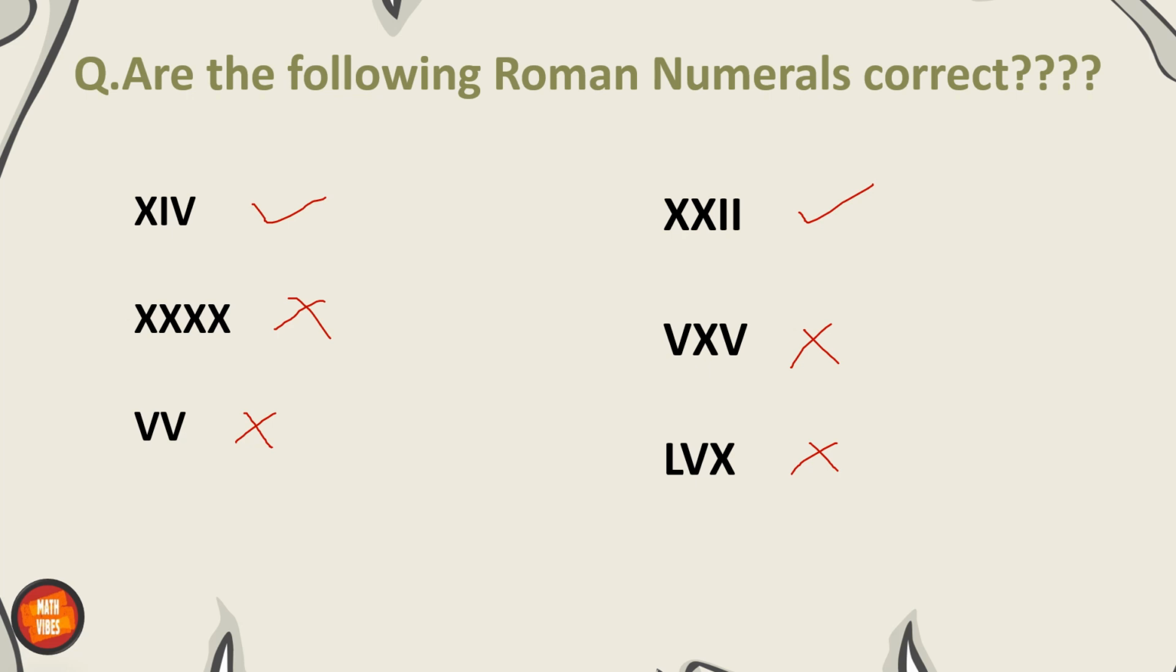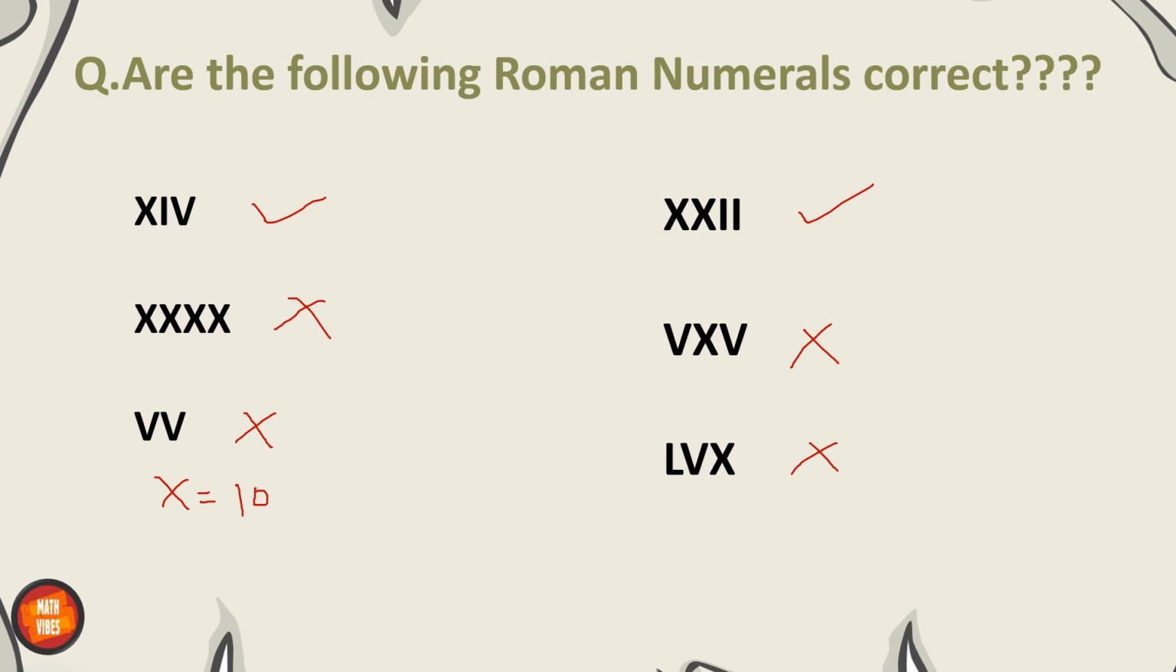See, if I say VV, 5 plus 5 is 10. But I already have a symbol X for 10. It represents 10. So I can straight away write X. Why will I write V? Why will I repeat it? No need. Okay, that is why they are not repeated.